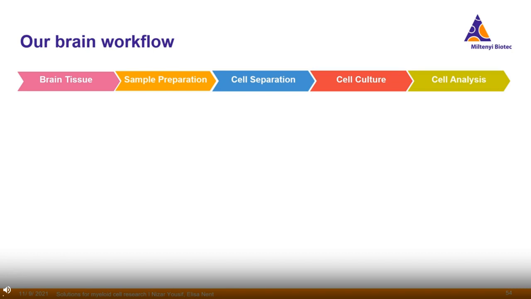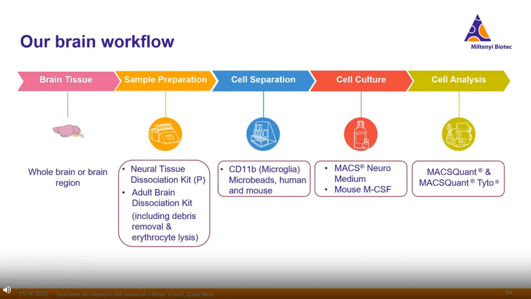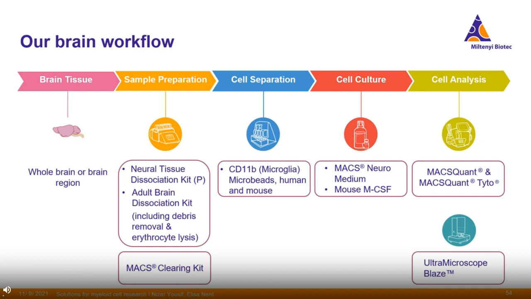Depending on the age of the animal, we recommend a neural tissue dissociation kit for neonatal samples, or our adult dissociation kit for the adult brain. We have more products for cell isolation and analysis that I will present to you further in the following slides. And additionally, you also have the option to follow our imaging workflow that allows you to clear whole brains or hemispheres and image these organs in 3D with our ultramicroscope. But for today, I want to focus on our cellular workflow.